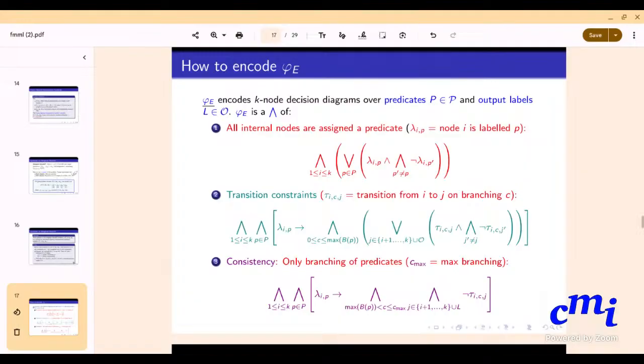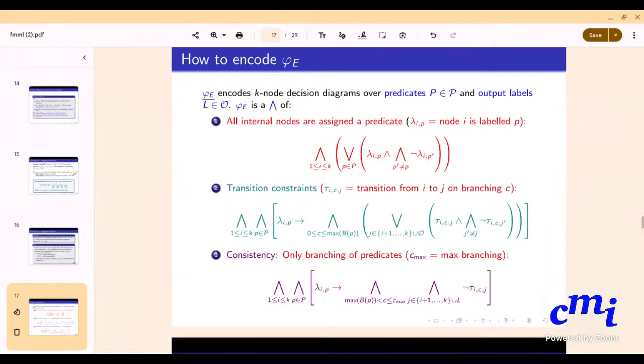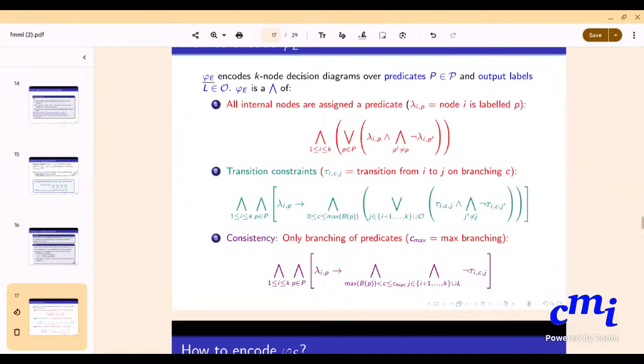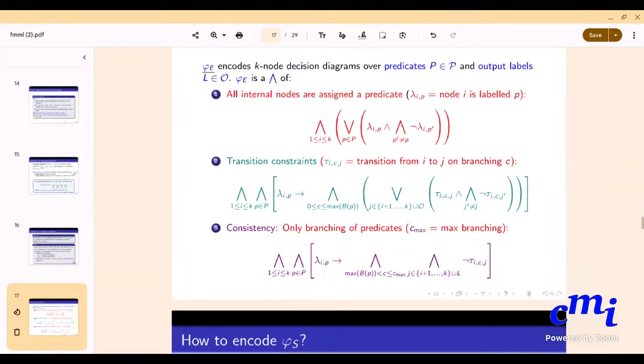What does each of them capture? Yes. The first statement tells me that if lambda IP is true, that means node I has label P, and every node has exactly one label. Okay, good. That is the first one.